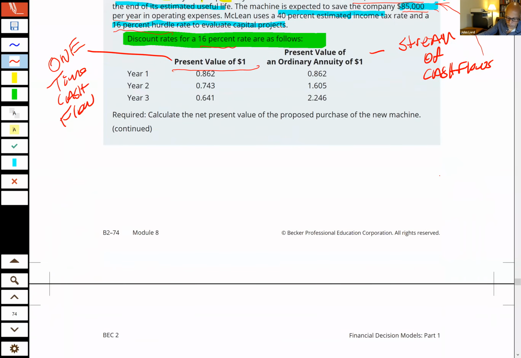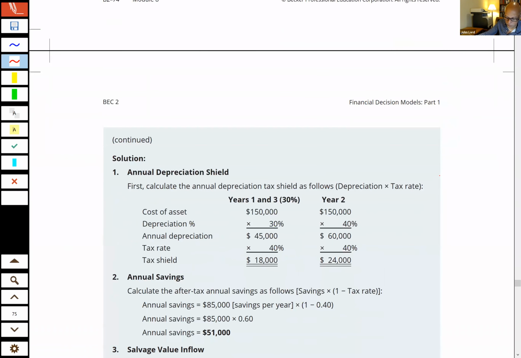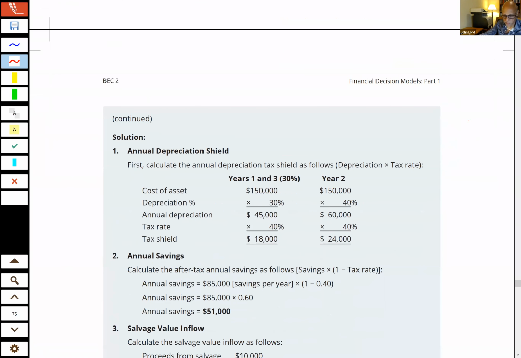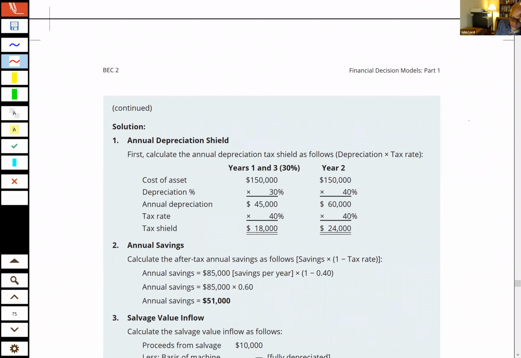Okay, now you come over and you take a look, and they're going to first do the tax shield. Okay, and the tax shield is what? The annual depreciation for year one will be 45,000. For year two, it'll be 60,000. Year one and three, because they said for year one and three, the rate is 30%, the fact pattern. And then we have a tax shield at the 40% rate is 18,000. And then they told us for year two, the depreciation rate is 40%. That's not the tax rate, that's the depreciation rate, right? Okay, and then we have the 40% there. So that's the 24,000 is the tax shield.